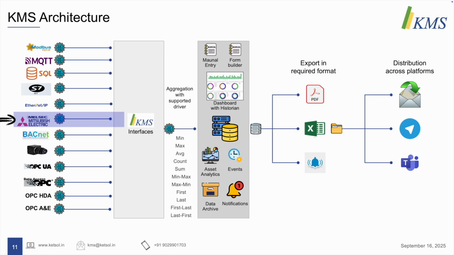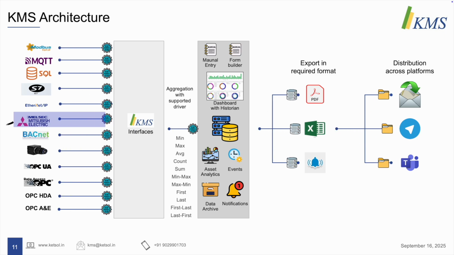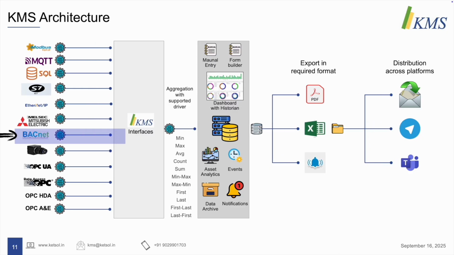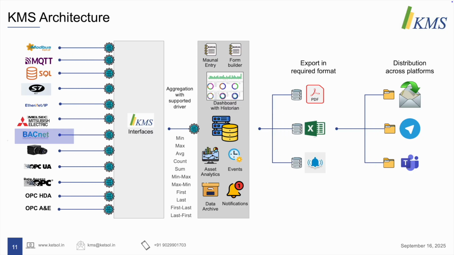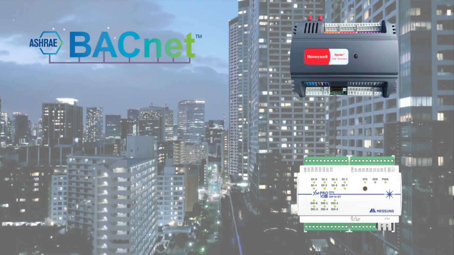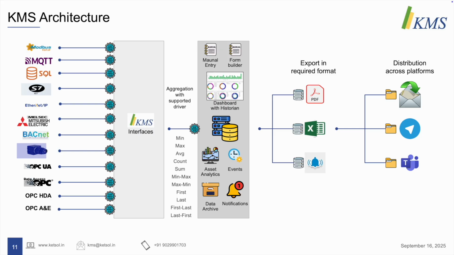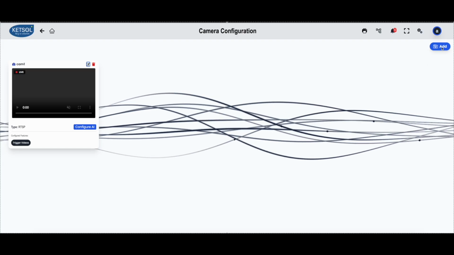With the MELSEC interface, KMS can connect to Mitsubishi PLCs. BACnet is available to connect with Building Management Systems and DDC controllers. The camera interface allows you to connect any CCTV camera over RTSP protocol.